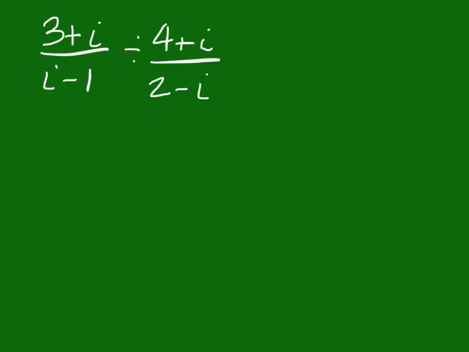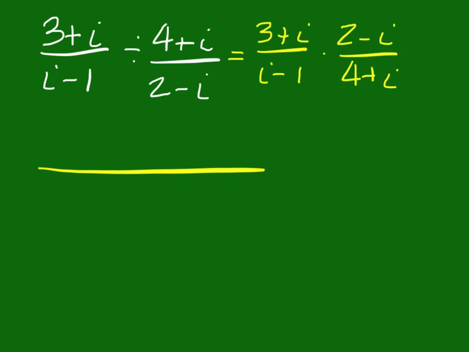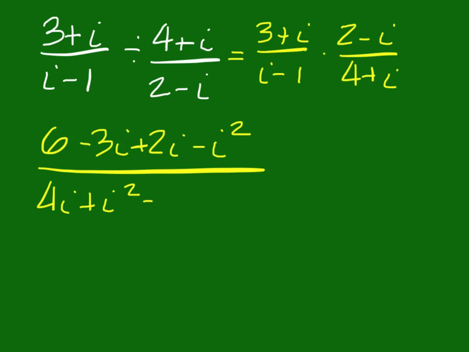Alright, on this practice problem, you're going to start by flipping and then multiplying. So the first one, 3 plus I over I minus 1, stays the same, but you're multiplying by 2 minus I over 4 plus I. On the top, when you do that, you should have a 6 minus 3I plus 2I minus I squared, and on the bottom you will have 4I plus I squared minus 4 minus I.